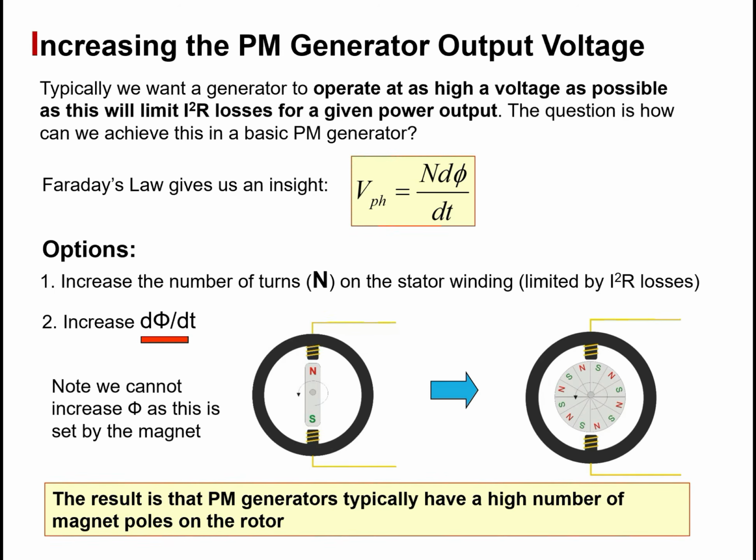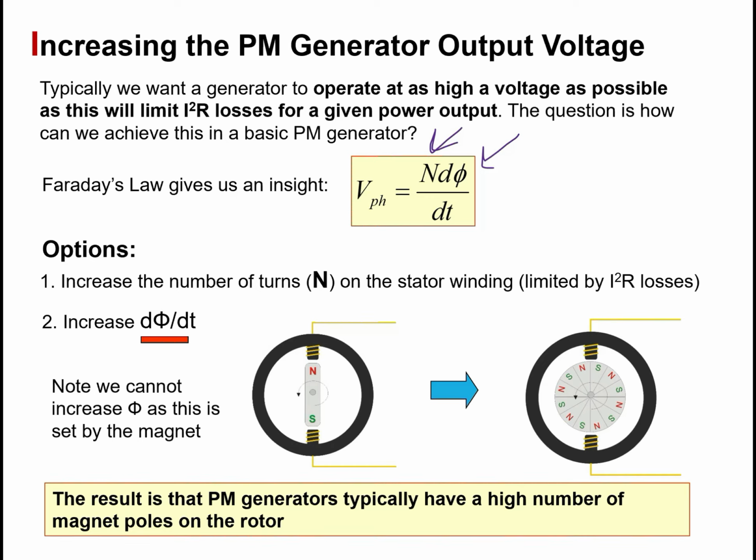So if the flux that is generated by the permanent magnet is fixed, a good question is, how can we increase the PM generator output voltage? In normal cases, we want a generator to operate at as high a voltage as possible because this will limit the losses for a given power output. So remember that the voltage is dependent on the number of turns and the rate of change of the flux with respect to time. So there are two options to increase the voltage.